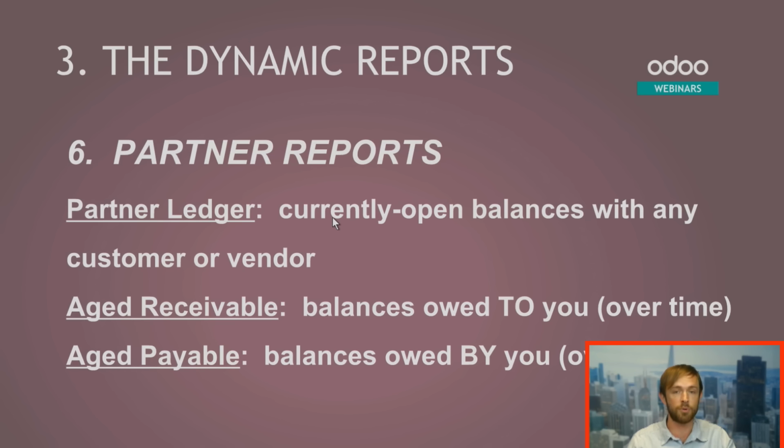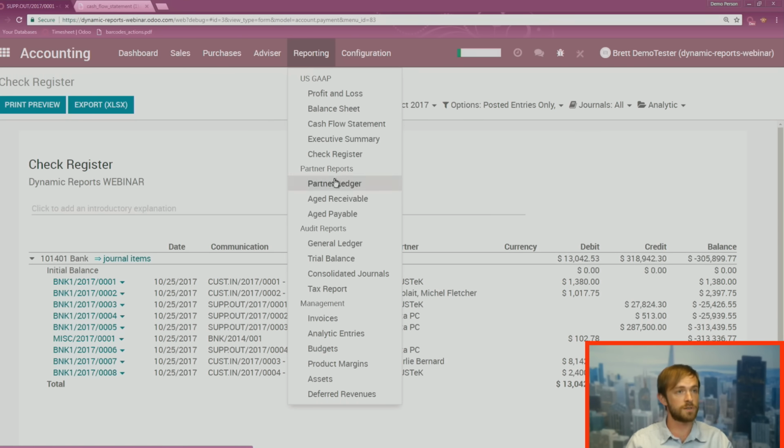So that report is going to show you any open balances with any of them. And I'll show you that in a second. We also have the aged receivable and the aged payable, your AR, AP. Of course, receivable, if you're not familiar, it's things that are owed to you, you're waiting to receive it, and payable is things owed by you. And it says aged, that just means it's going to show it on a scale of time. So I'm going to jump over to those reports. As you can see, they're categorized under here for partner reports.